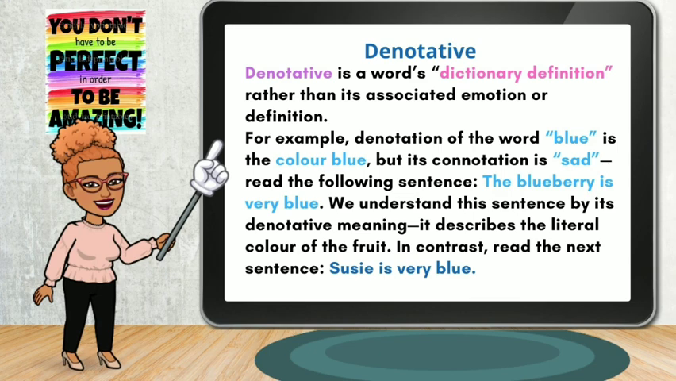A strong table and a sturdy table have essentially the same meaning. Denotative. Denotative is a word's dictionary definition rather than its associated emotion or definition. For example, the denotation of the word blue is the color blue, but its connotation is sad. Read the following sentence. The blueberry is very blue. We understand this sentence by its denotative meaning. It describes the literal color of the fruit. In contrast, read the next sentence. Susie is very blue. This means that Susie is sad.